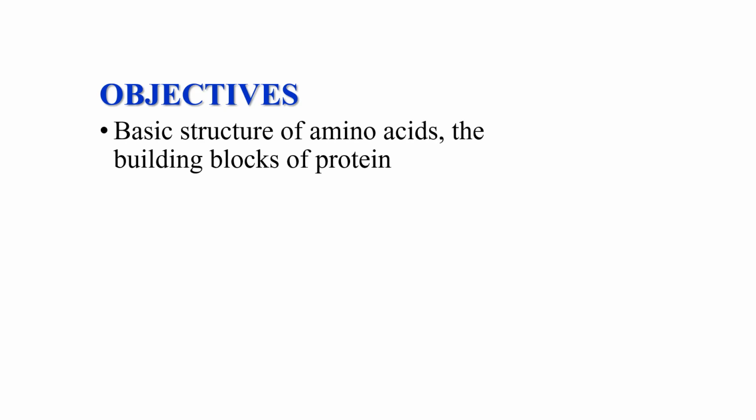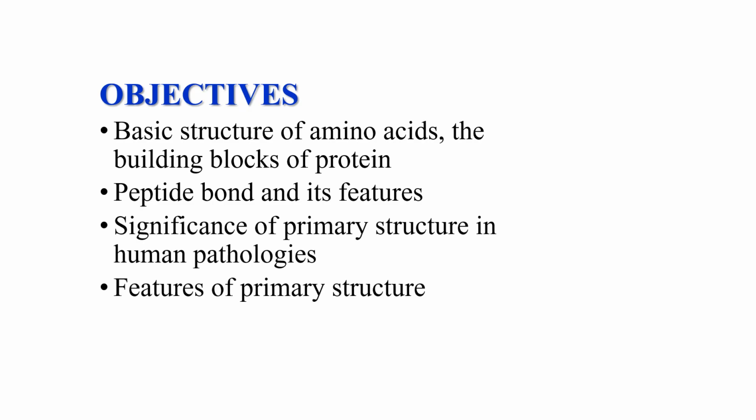However, to learn this topic effectively, it is very important that we learn the basic structure of amino acids, associated groups, and how they are connected to form peptide bond. Peptide bond plays an important role in the formation of primary structure, therefore its features will be discussed also.